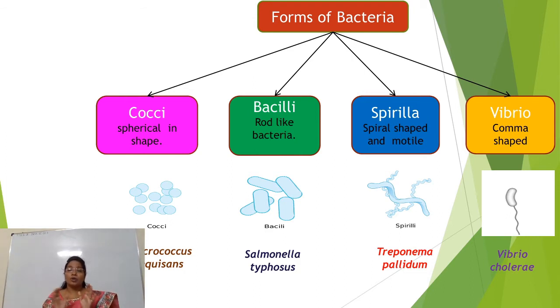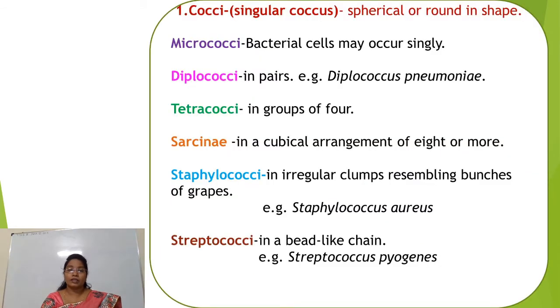So the basic forms of bacteria are 4: cocci, bacilli, spirilla, and Vibrio. Cocci means spherical, bacilli means rod-shaped, spirilla means spiral-shaped, and Vibrio means curved comma-shaped bacteria. So let's see what are the different types of cocci.